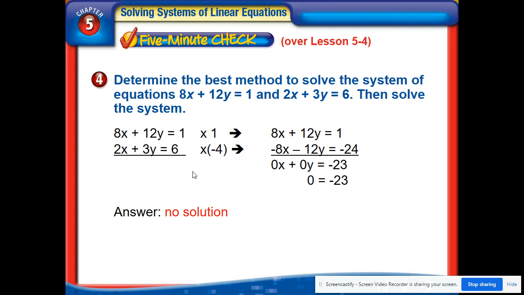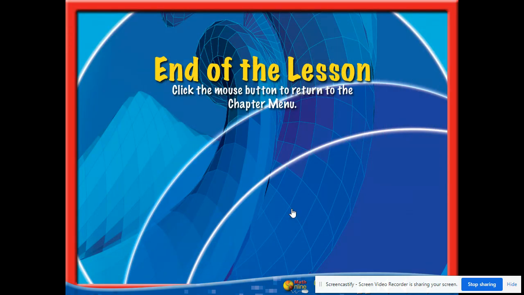Remember from substitution, when we got something that wasn't correct at the end, when everything canceled out, that's a no solution. So how do I get all solutions? Well, everything should cancel out. It should be 0 equals 0. That would be infinitely many solutions. If this side cancels out also, it would be 0 equals 0. All right, and that's what I have for you today.